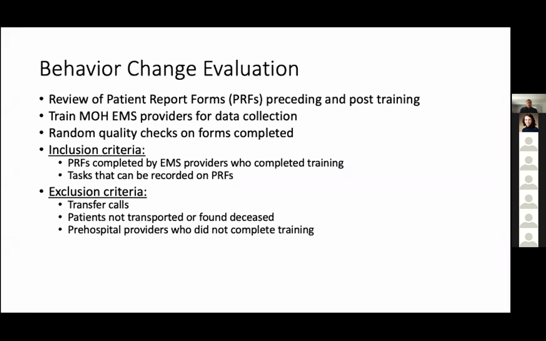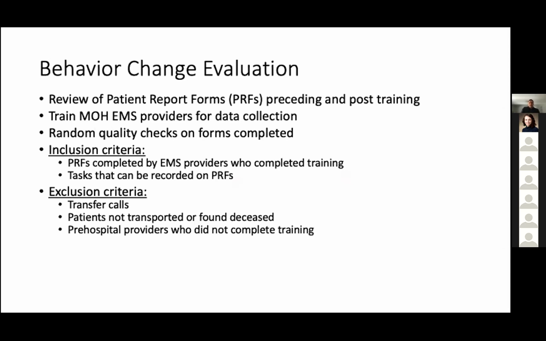So as I mentioned before, in evaluating the curriculum for practice change, we decided to do a review of those EMS patient report forms pre and post training. Basically we did a power calculation for sample size, and then reviewed patient report forms that were completed by the Botswana Ministry of Health EMS providers who participated in the training. The goal was to evaluate specific tasks completed by the providers as recorded on the patient report forms, which are filled out on every patient response call. For this data collection, I did some of it, but we also trained Ministry of Health EMS staff to assist.